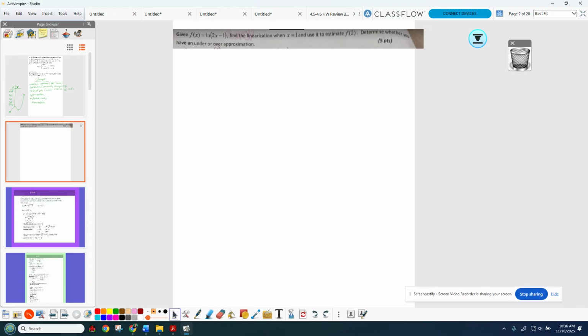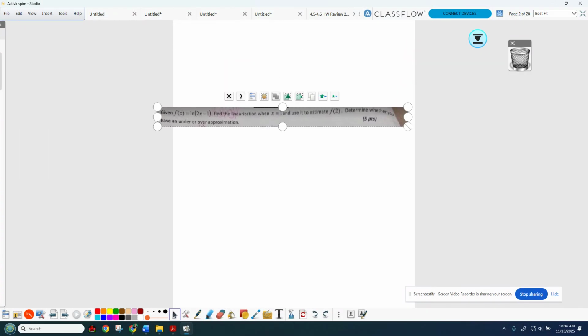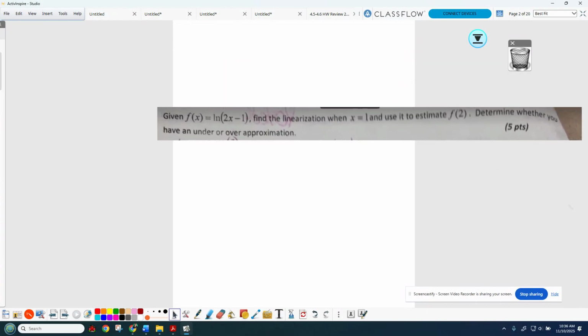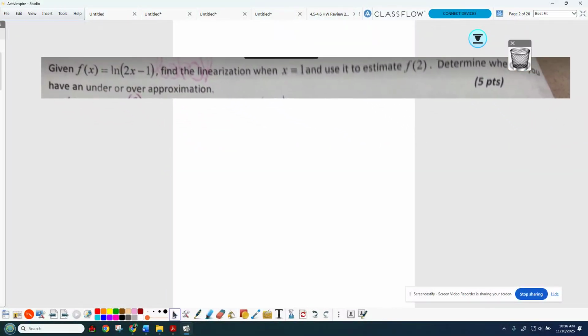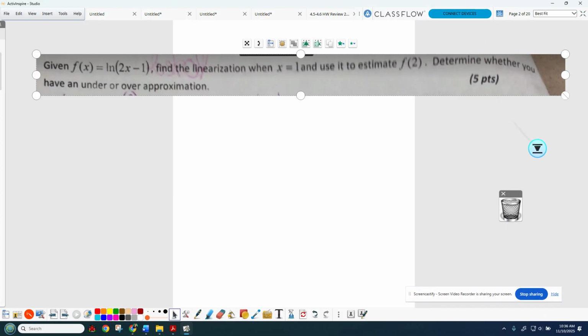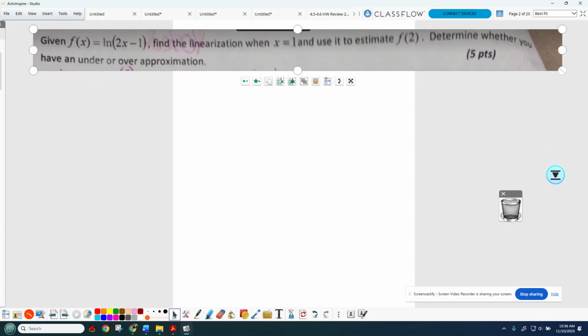So I believe this was on the sample test. Sorry, it's tiny. Okay, so try that one as a linearization. Can you read it? It's kind of warped and stuff, but.